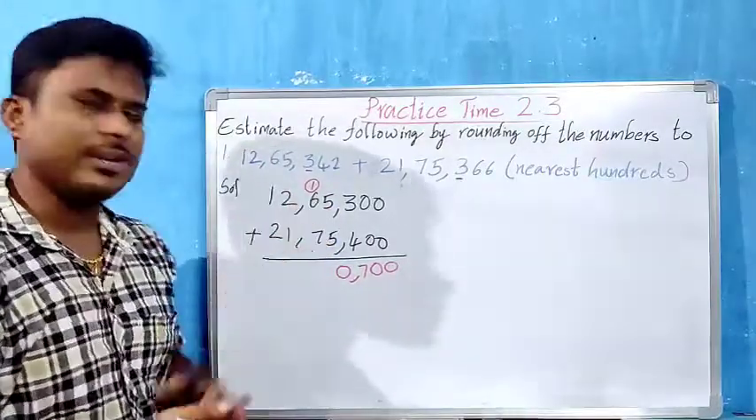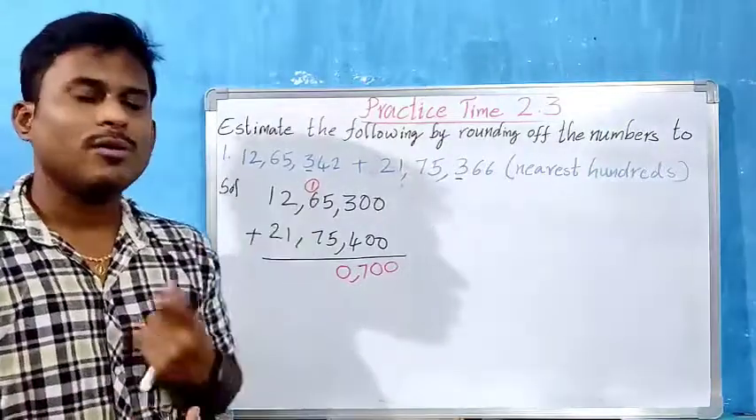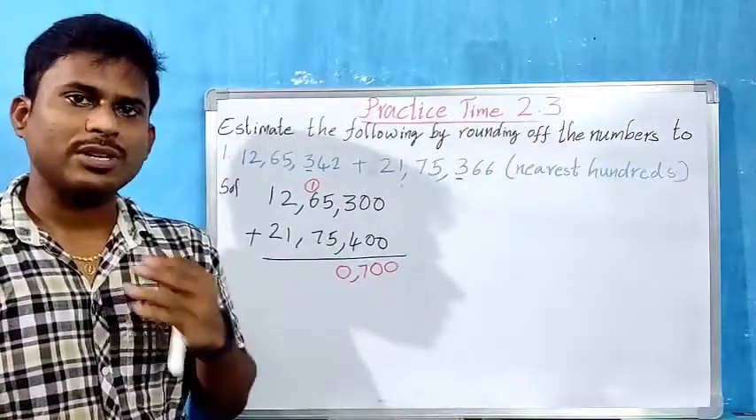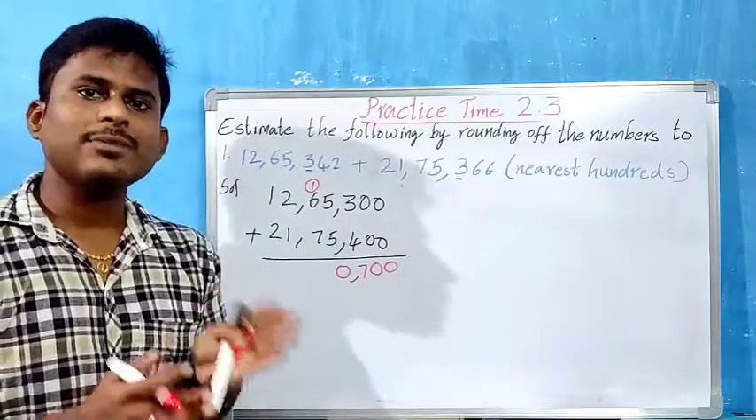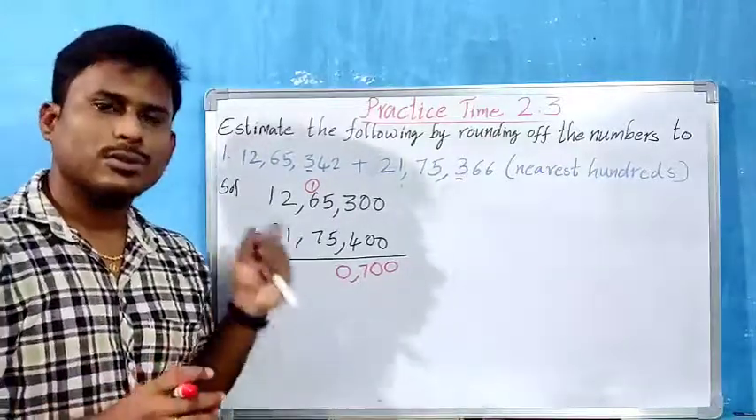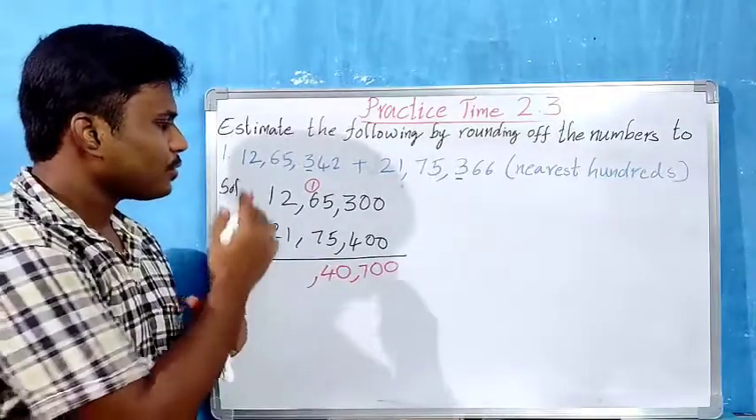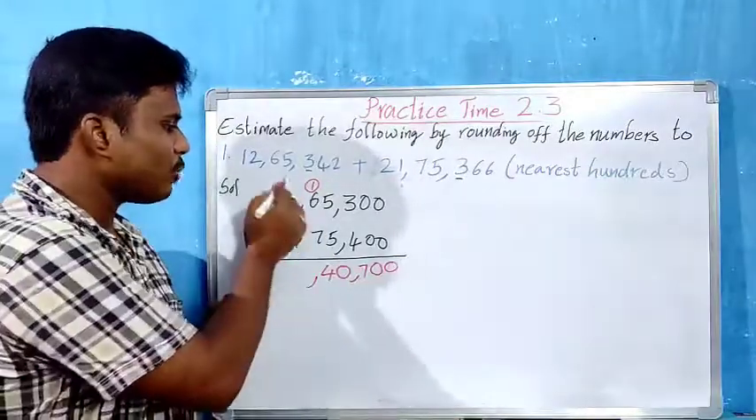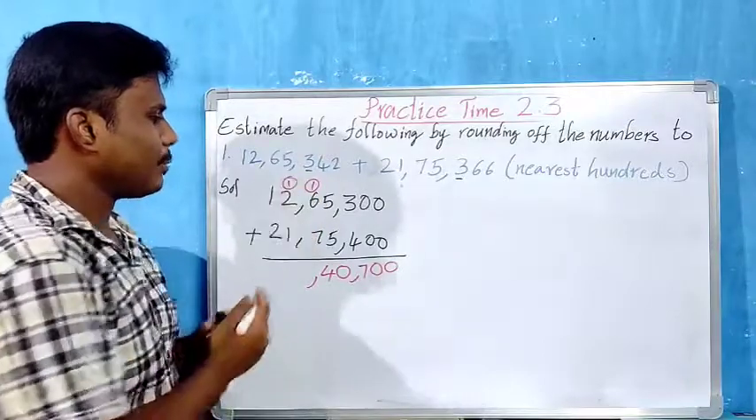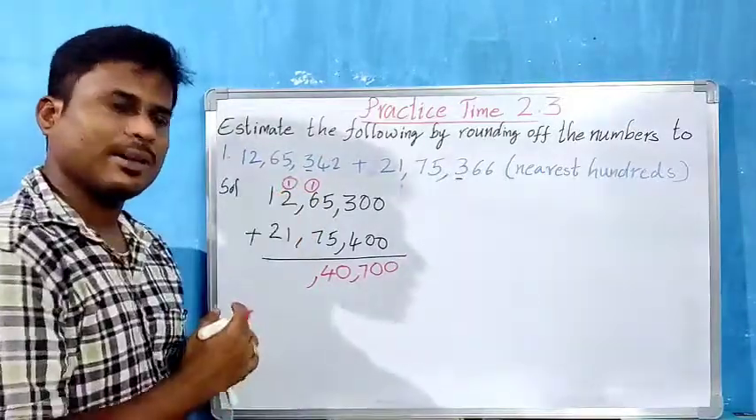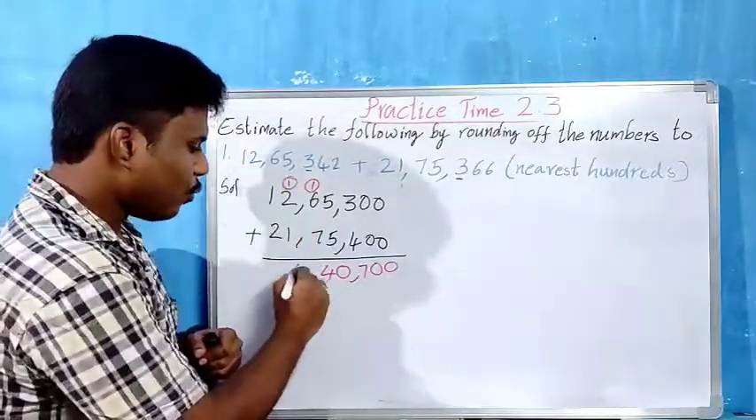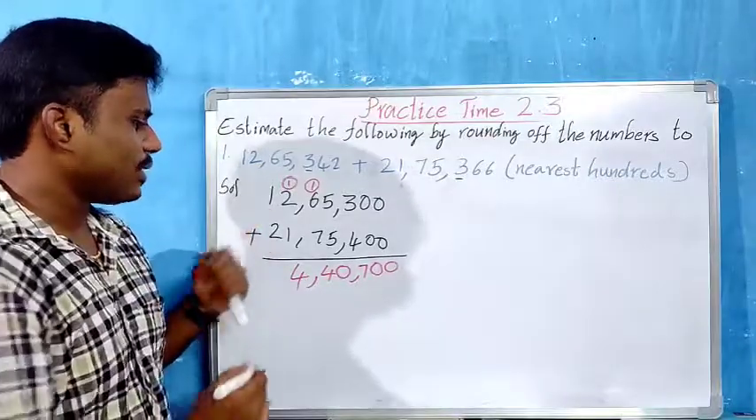Now 6 plus 7, 13. 13 plus 1, 14. 14 ten-thousands can be written as 10 plus 4. So 14 ten-thousands, 4 here, and the 10 ten-thousands I am regrouping to the lakh place. Now 2 plus 1, 3. 3 plus 1, 4. Last, 2 plus 1, 3.